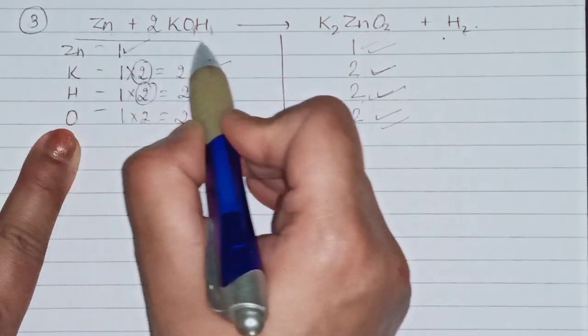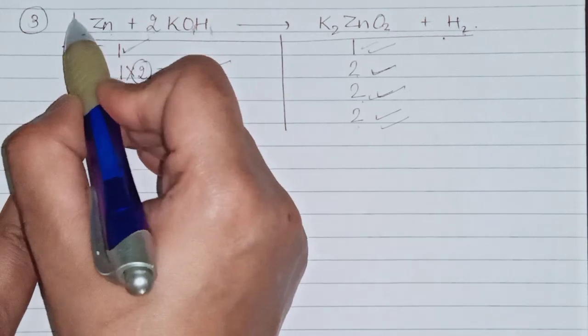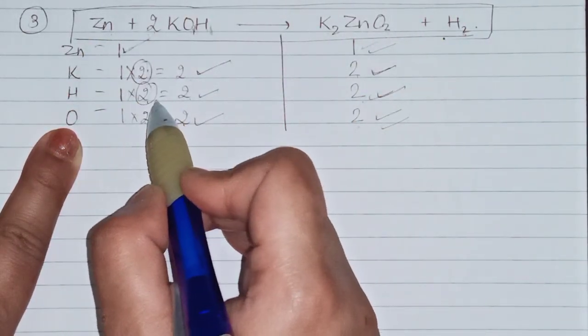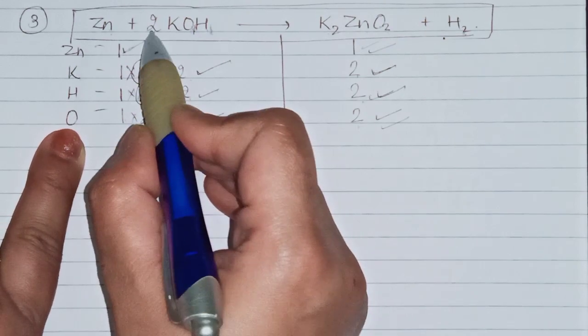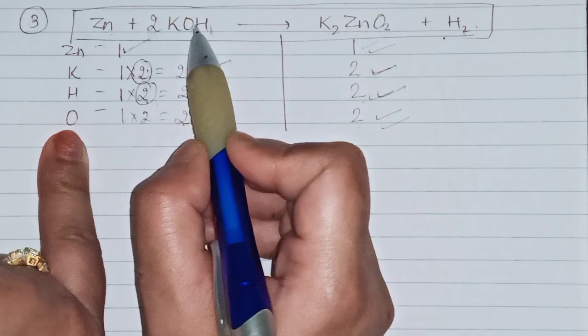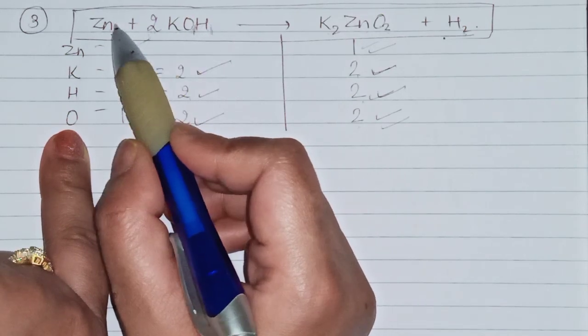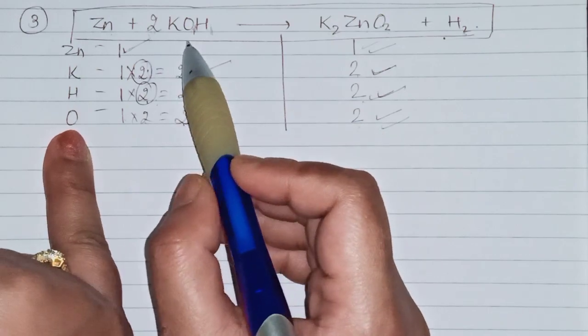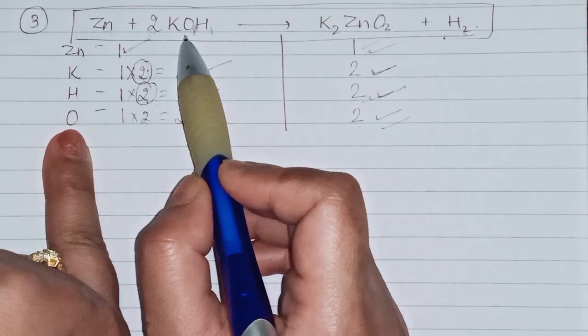So like this, children, you have to use any number, and whatever number you are choosing, like here I have chosen 2. So I am putting 2 as a coefficient. You cannot put it in between the chemical formula. You cannot put 2 or any number in between the formula. You cannot put any number as a subscript.